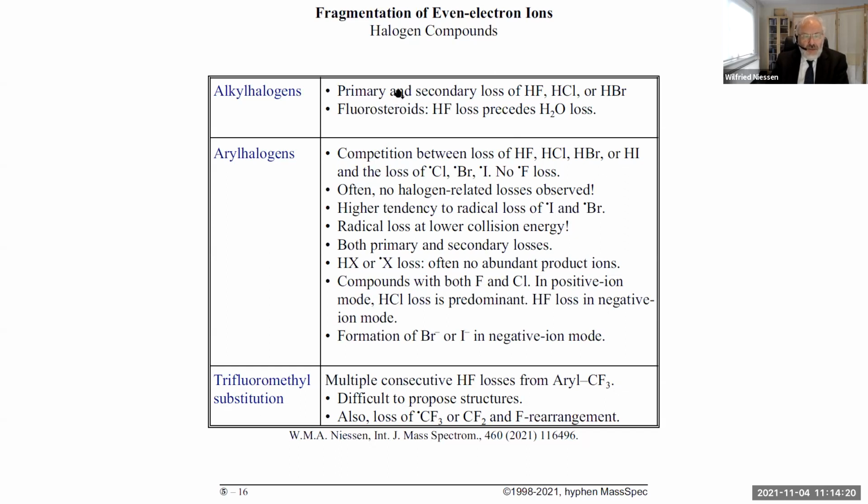And perhaps I should explain the term primary and secondary losses. With the primary, I mean that you see the loss of HF or HCl or HBr directly from the M+H. In the secondary, you see the loss from a fragment. So it can be a secondary loss, but it may also be a quaternary loss, so after two other losses. That's what I mean. If it does not immediately come from the M+H, I call it a secondary loss.